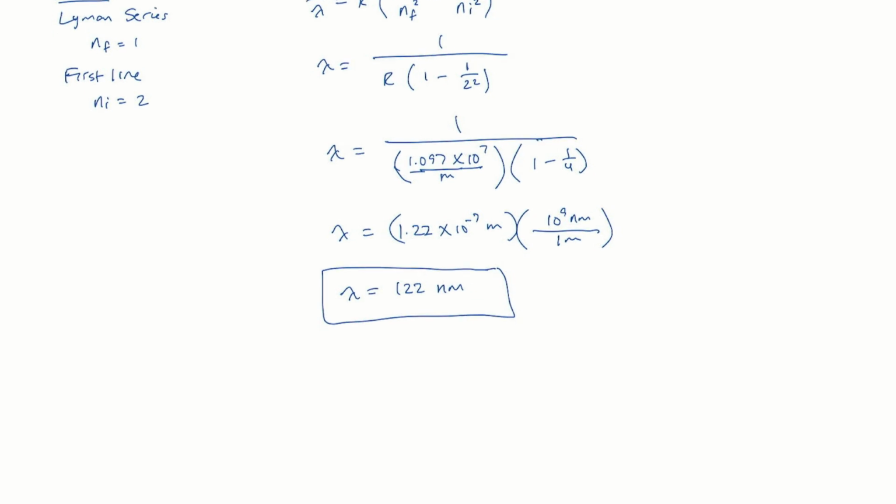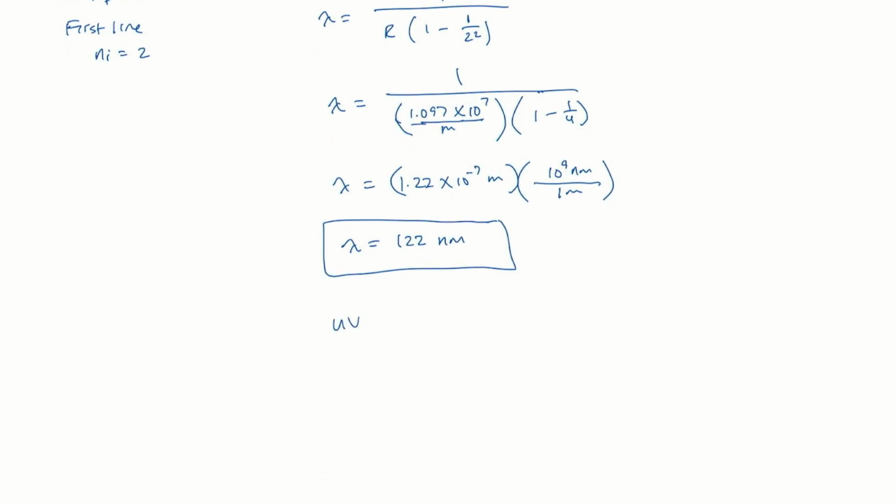Okay, the UV range is from 10 to 400 nanometers. And so this is UV. The 122 nanometers is UV. And that was the other piece we needed to show.